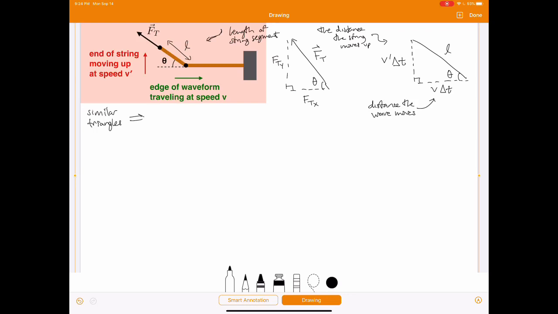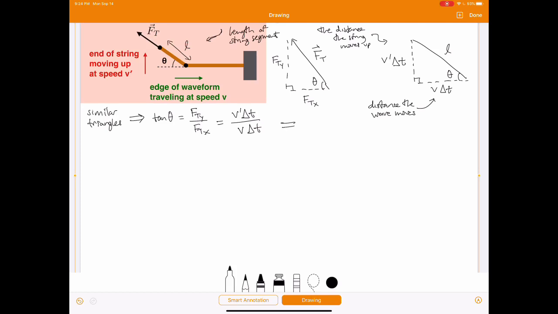And because of that, we can come up with relationships between them. For example, if we take tangent of the angle theta, that's the opposite side over the adjacent. Using the first triangle, we have Fty over Ftx. That's how we would think of the tangent there. But in the second triangle, we have v prime delta t over v delta t. And those are the same thing because we're talking about the same angle here.